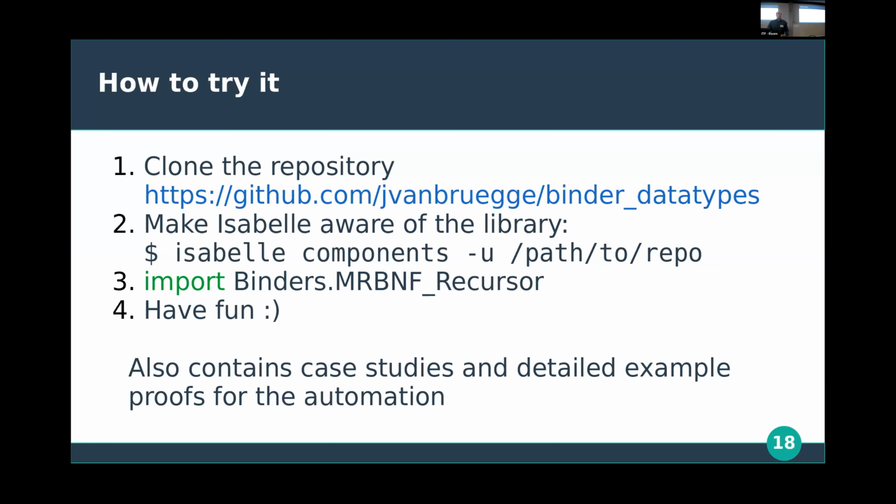This repository also contains detailed case studies. The two case studies I mentioned, but also other case studies. For example, we have the reduction of a pi calculus in there, which is interesting because the reduction of the pi calculus binds over the relation arrow, and that's interesting to represent in a theorem prover, and some more. And it also contains detailed example proofs for all of the automation that's going on in the background. So if you're interested in how exactly the construction works, there are detailed example proofs there as well.